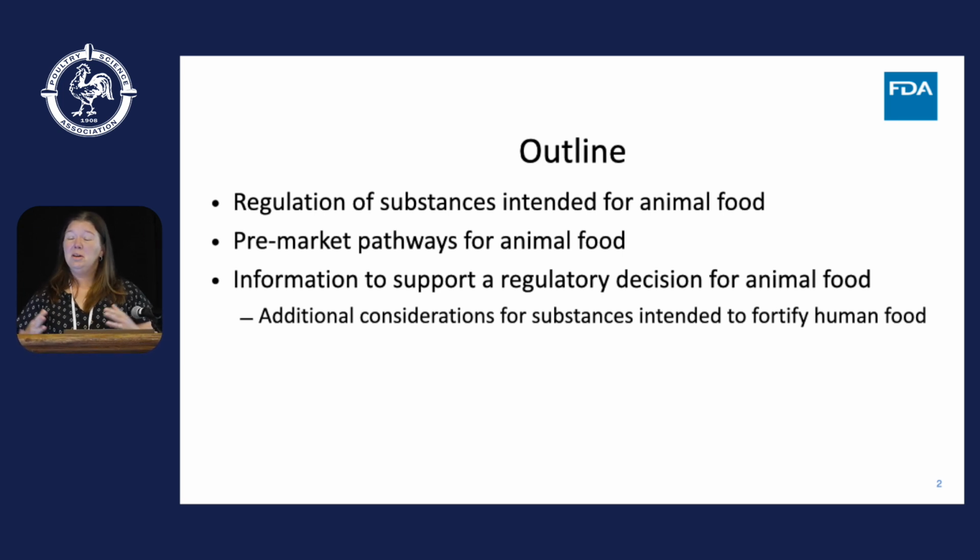All right, so I'm going to start with a very broad overview of the regulation of animal food, and then as I go through the process, I'll talk through the pathways that are available, the information that you would consider, and if you are looking to seek out a regulatory decision relative to substances for use in animal food. And at the end, we're going to hone in on the additional pieces that need to be considered relative to use of substances in fortifying human food.